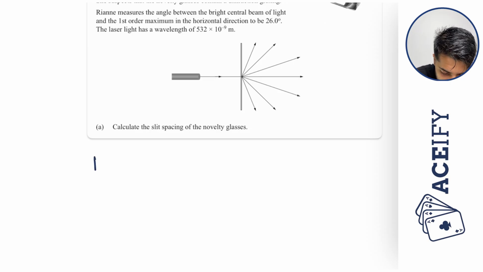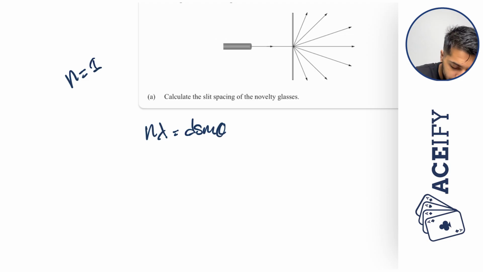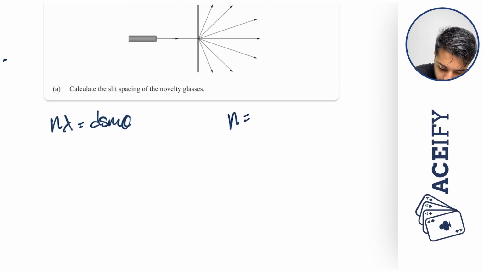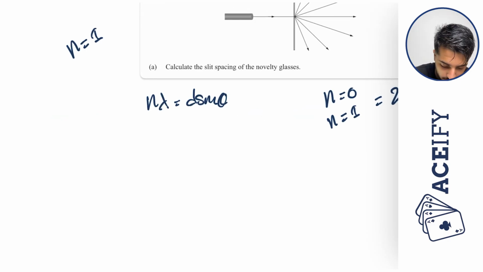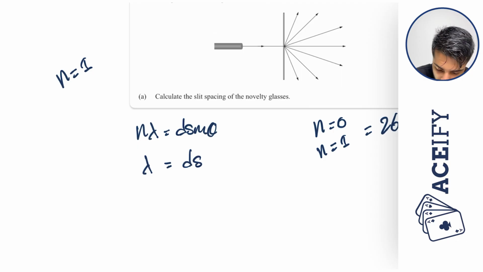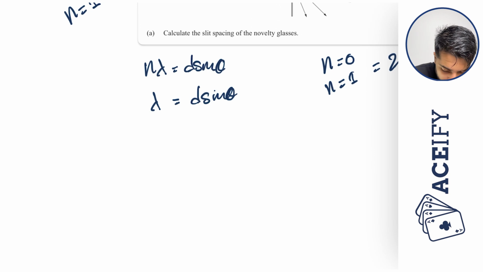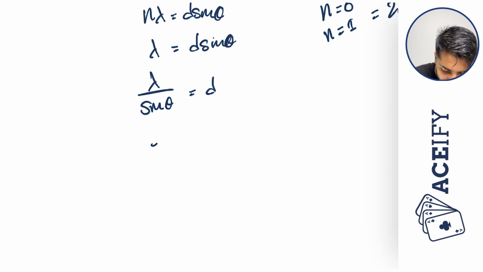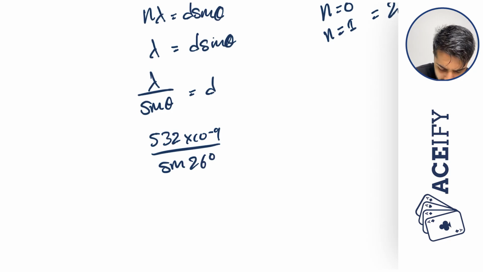So this question is just a simple n lambda is equal to d sine theta question. We can set n equal to 1 because the angle between n equal to 0 and n equal to 1 is 26 degrees. With n equal to 1, lambda is just equal to d sine theta, because 1 times lambda is just lambda. Rearranging for d, lambda all over sine theta is equal to d. We know our wavelength is 532 times 10 to the minus 9, all over sine of 26 degrees, and this gives us a d of 1.21 times 10 to the negative 6 meters.